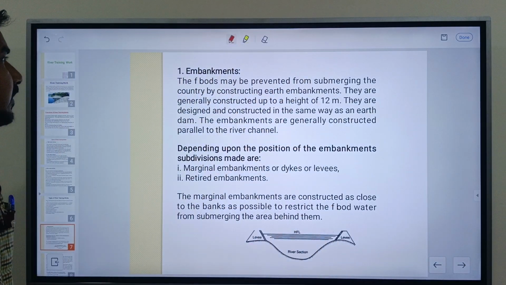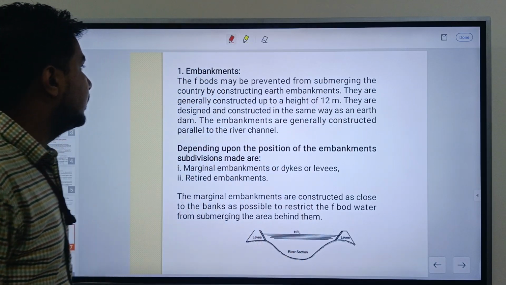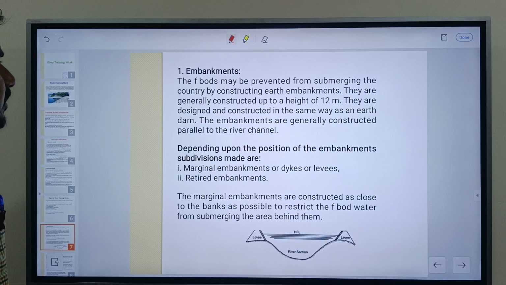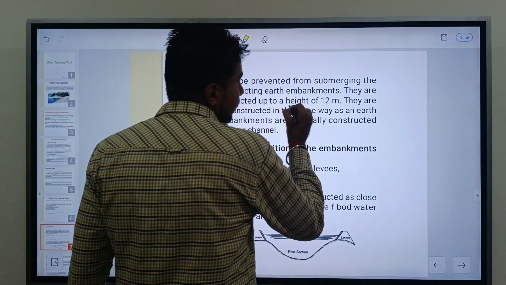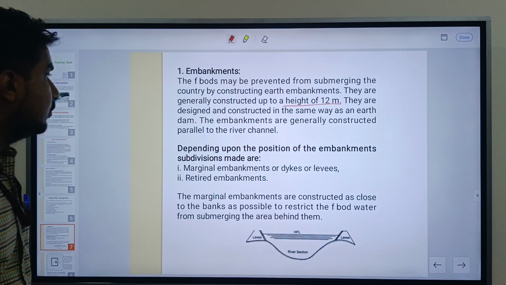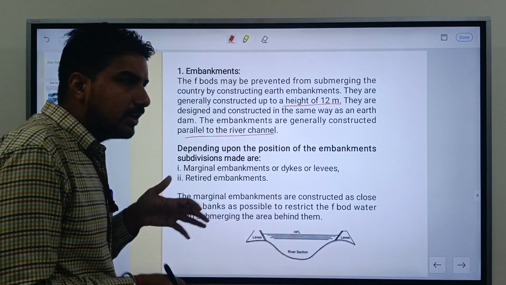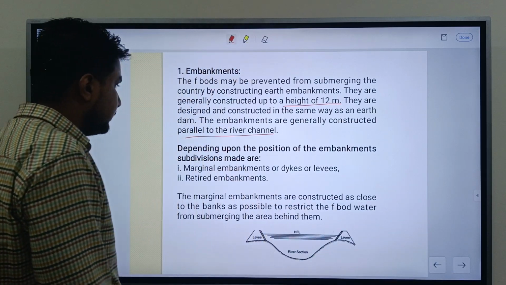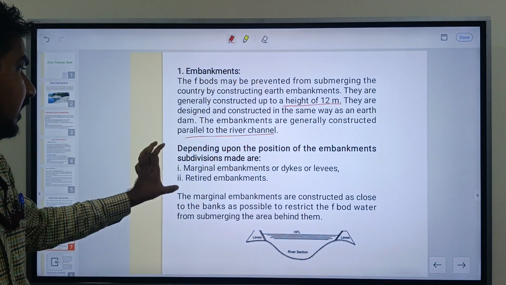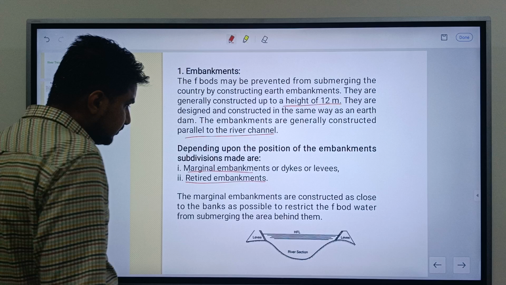Now, starting with the first one, embankment. What is an embankment? A flood may be prevented from submerging the country by constructing an embankment. They are generally constructed up to a height of 12 meters. Normally the height adopted for the construction of an embankment is 12 meters. They are designed and constructed in the same way as an earth dam. Embankments are generally constructed parallel to the river channel. If a river is flowing in a parallel direction, we also construct an embankment. Depending upon the position of the embankment, they are divided into 2 categories. Number 1 is the marginal embankment and number 2 is the retired embankment.